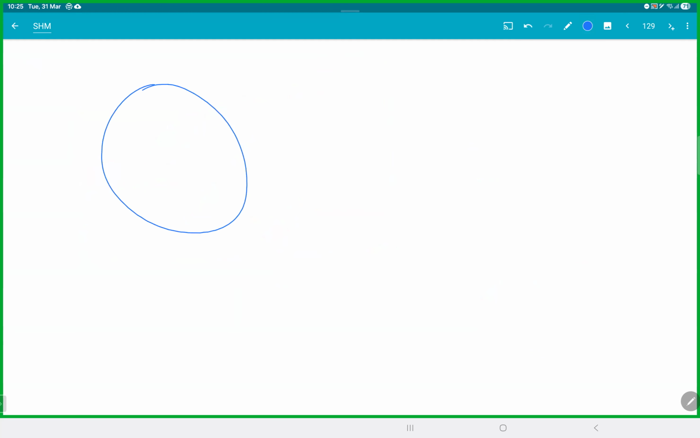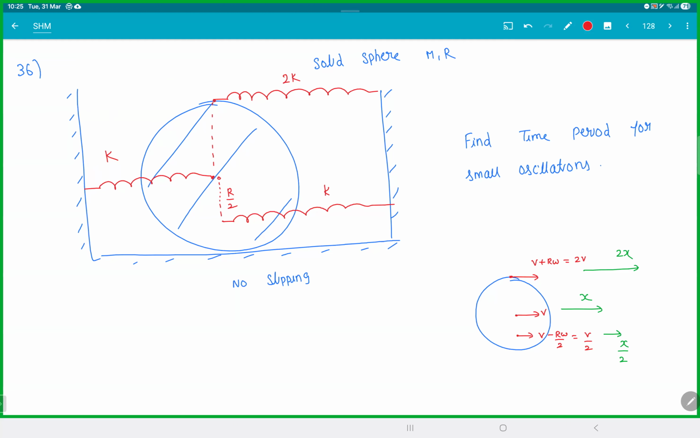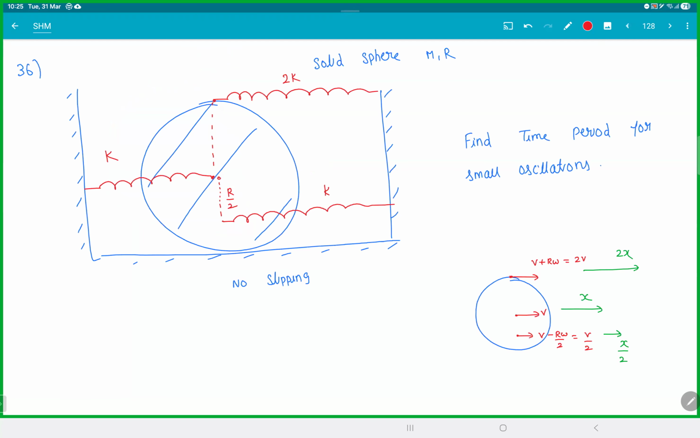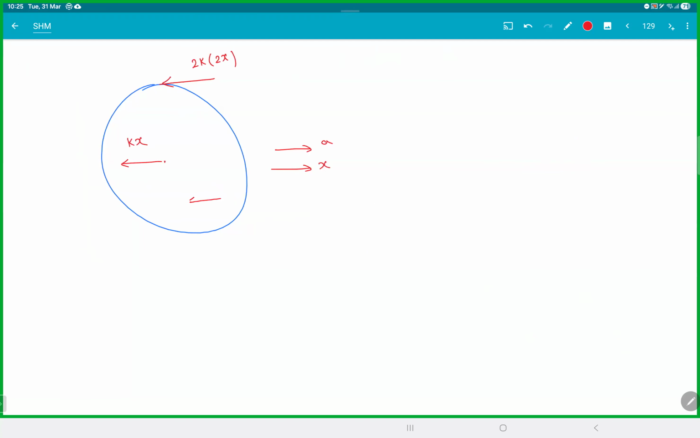So if you draw the FBD, let's say you move this by x, let the acceleration be a. This spring is pushing with 2k into 2x, this spring is pushing with kx, and this spring is pushing with kx by 2. These are the forces, everyone.